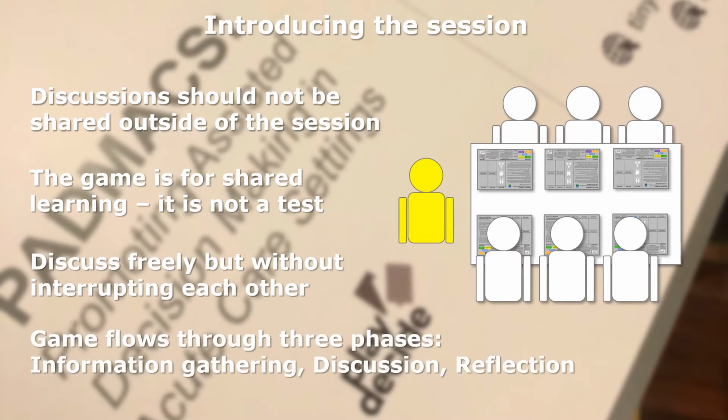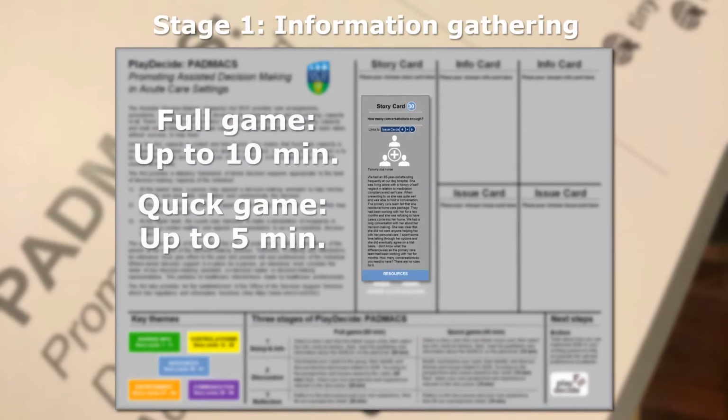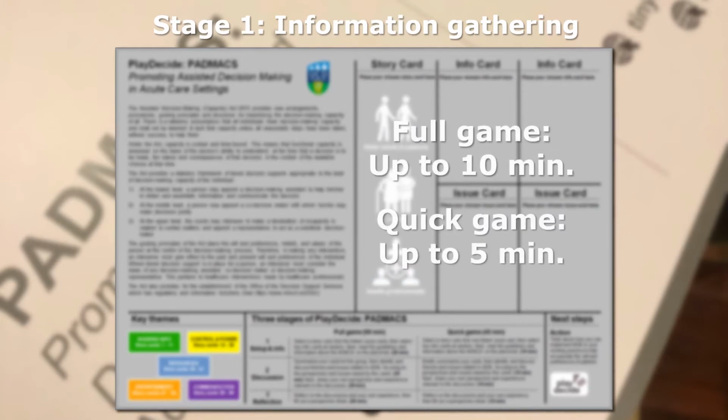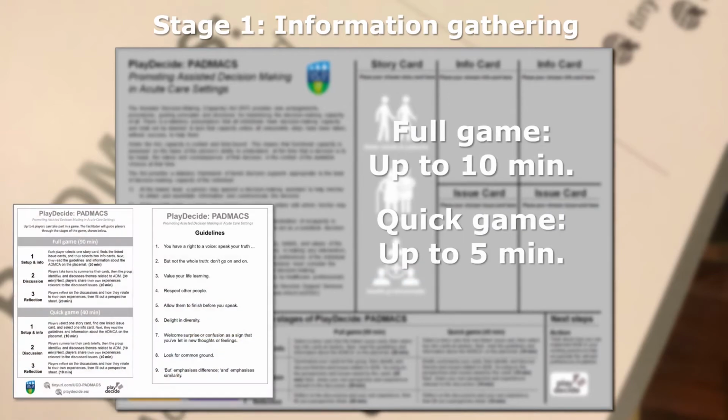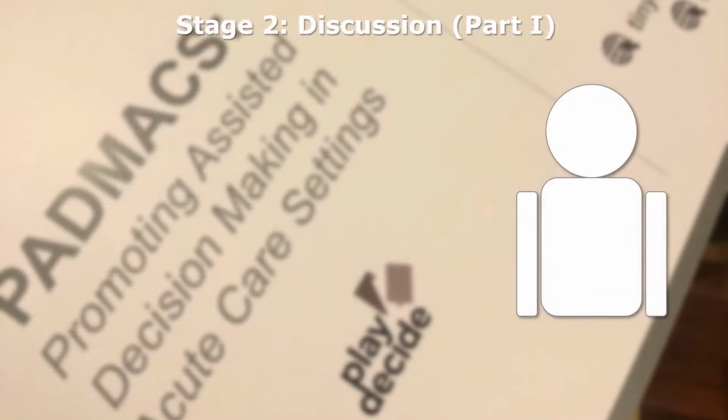Players will first gather information, then engage in structured discussion, and finally reflect on what they have learned from the session. To start the information gathering stage, allow players to select story cards, issue cards, and information cards. For a full game, allow up to 10 minutes, and for a quick game, allow 5 minutes. Next, ask the participants to read through the guidelines sheet and the information about the Assisted Decision-Making Capacity Act on their placemat. For a full game, allow up to 10 minutes for this stage. For a quick game, allow 5 minutes.